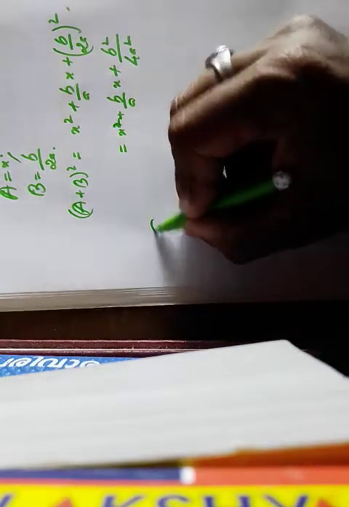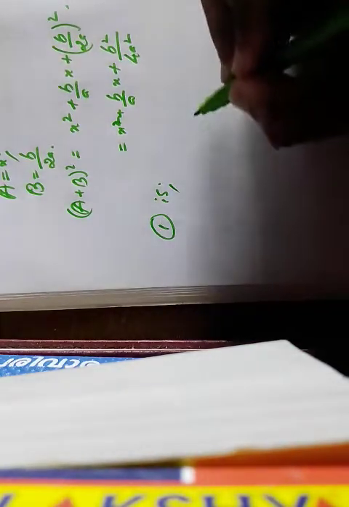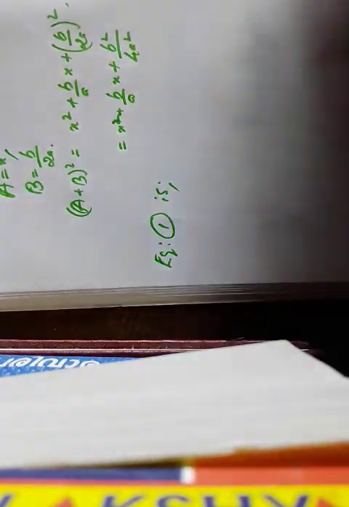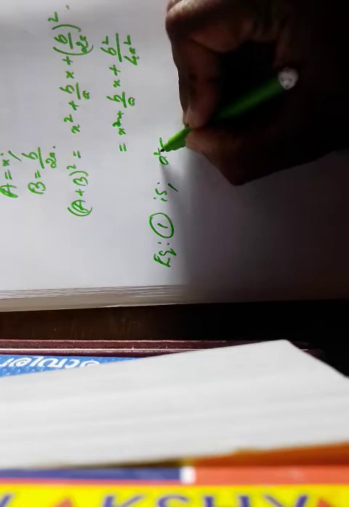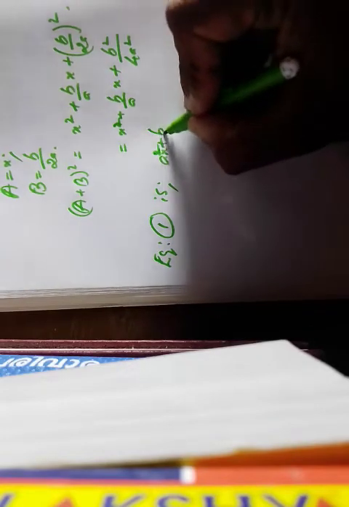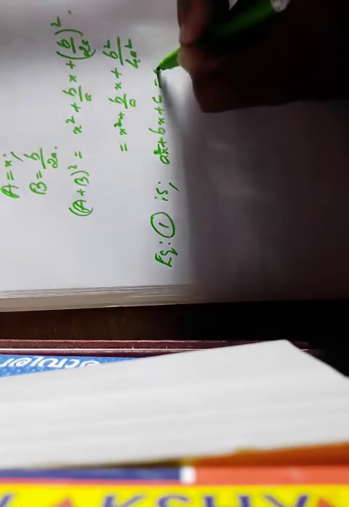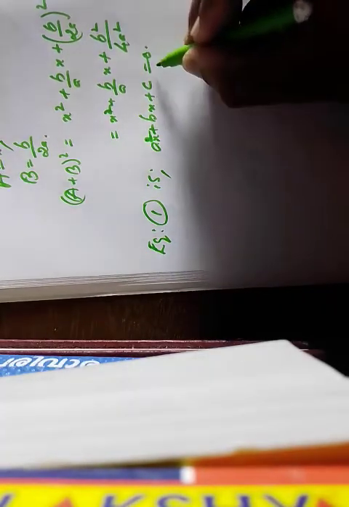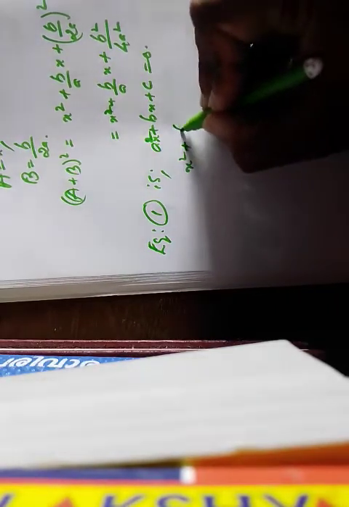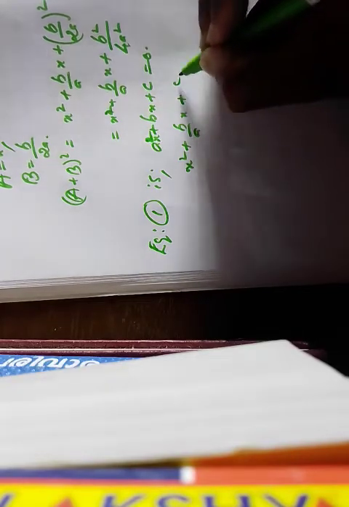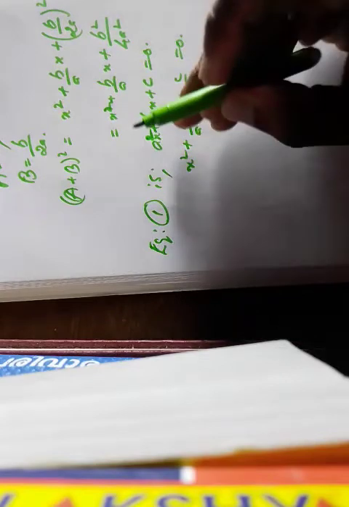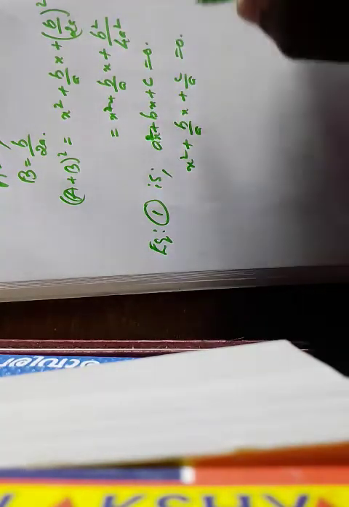But equation 1 is ax square plus bx plus c is equal to 0, and the derived equation is x square plus b by a into x plus c by a is equal to 0. This is the same equation, with LHS and RHS divided by the coefficient a.